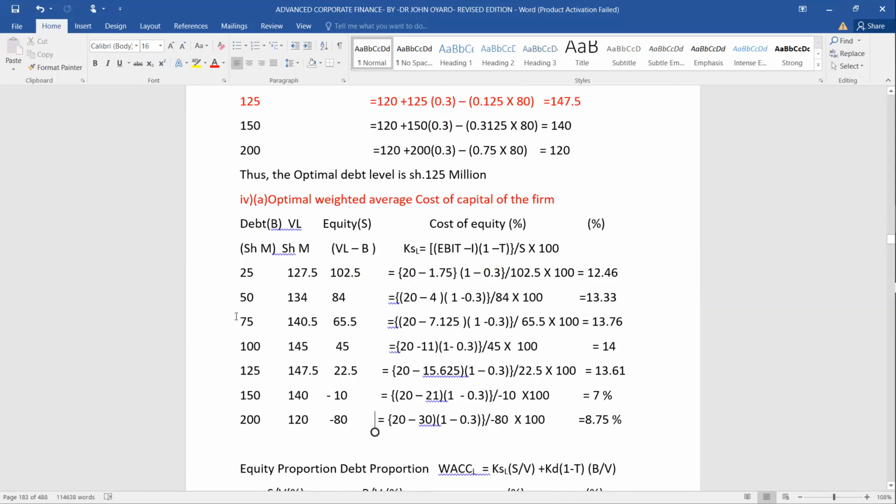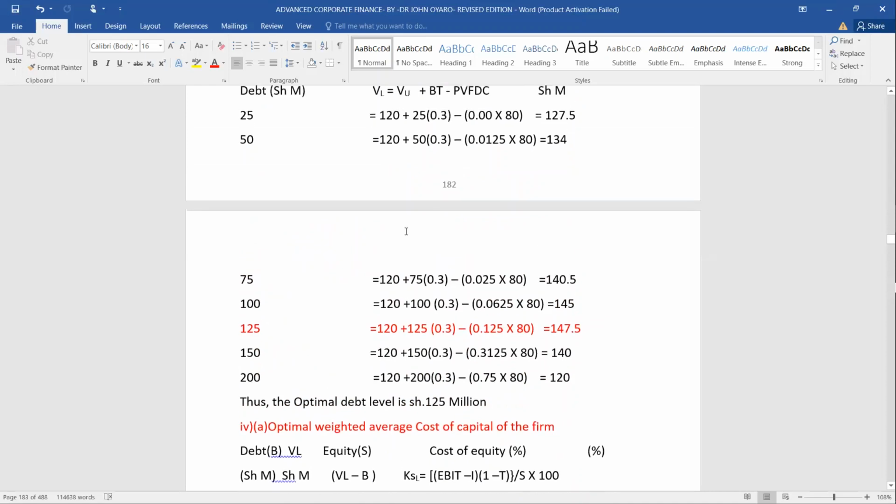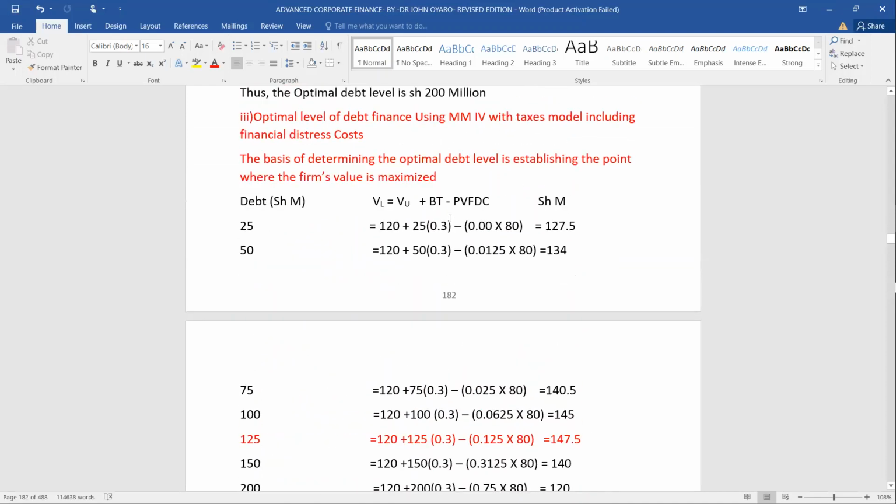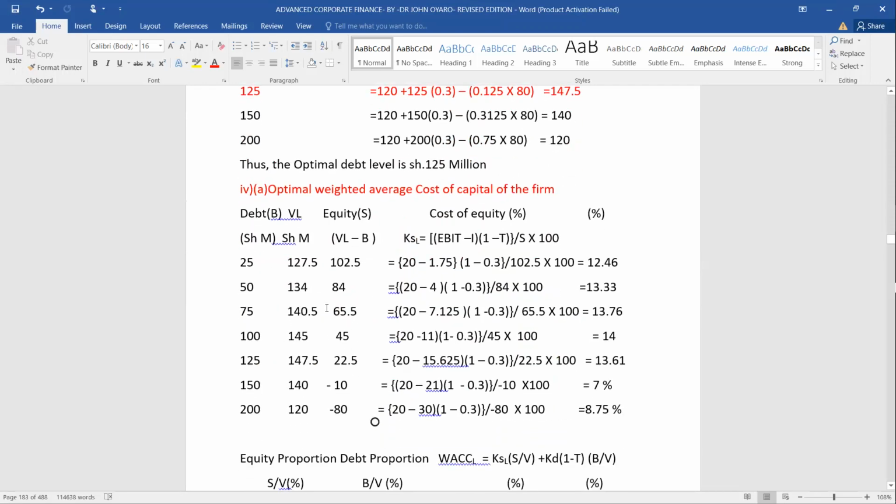So if debt is 50 million, the value of a levered farm from part 3 at that level is 134 million. So equity is residual, 134 minus 50, which is 84. Equity is residual. So your column has cost of equity. Sasa tunaenda kwa formula.